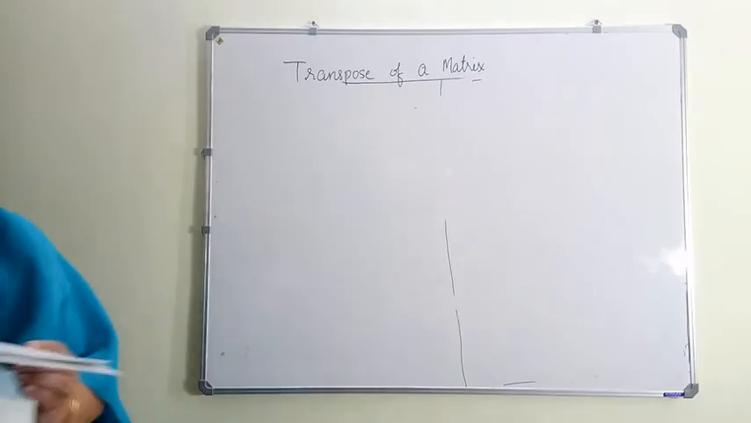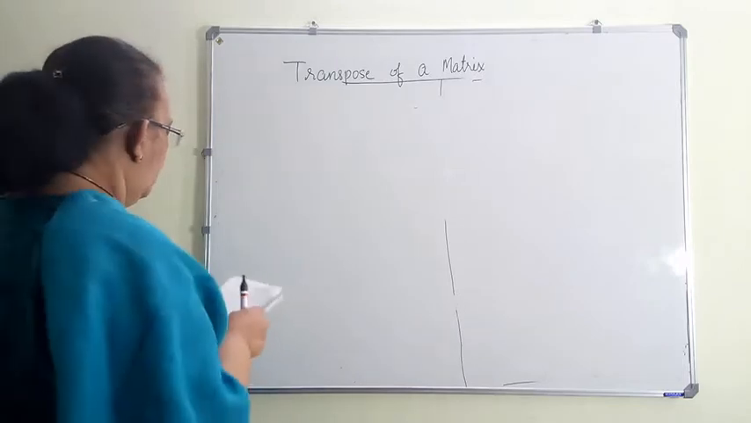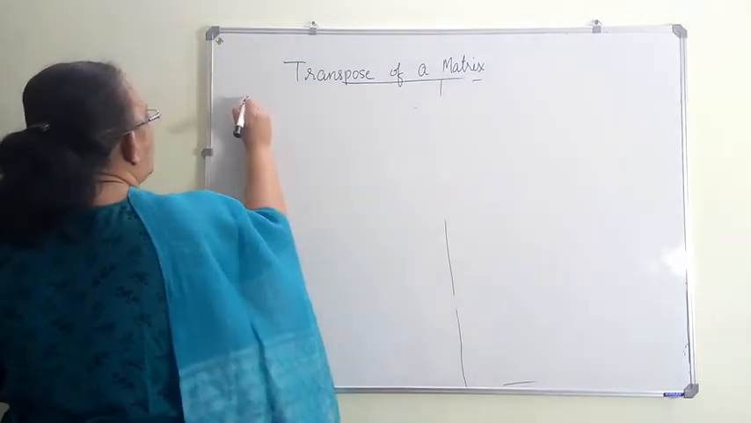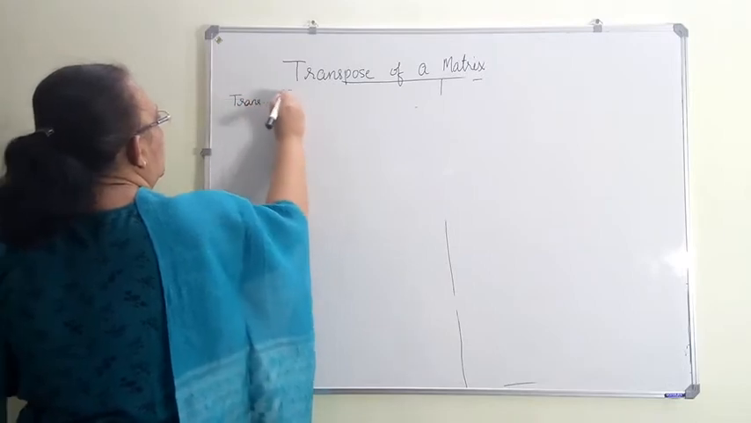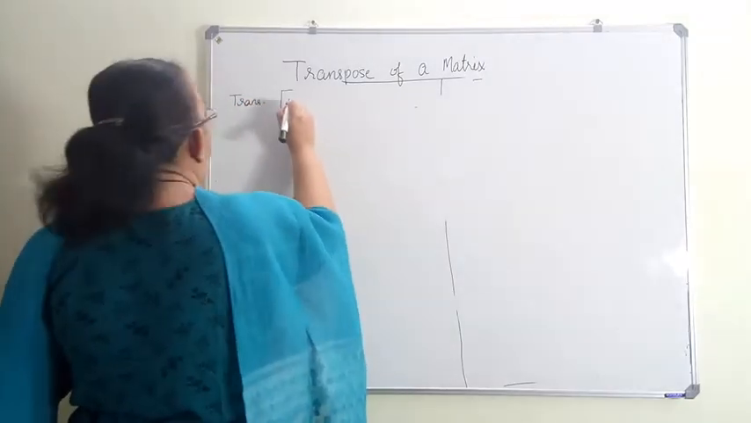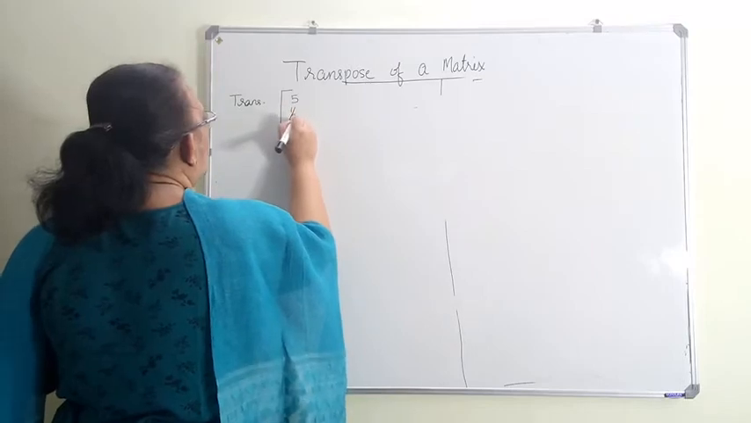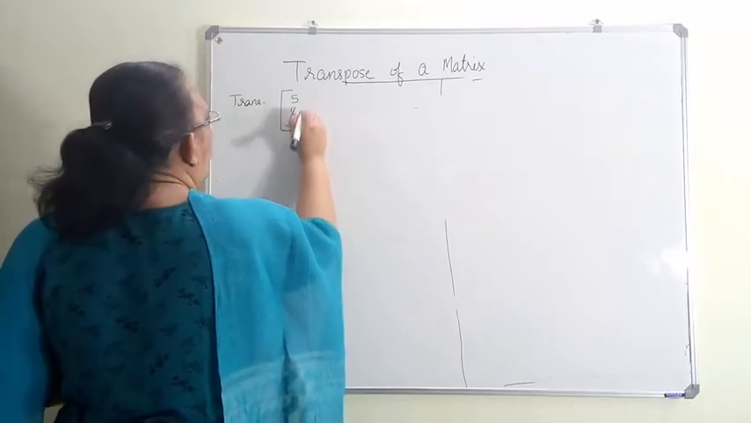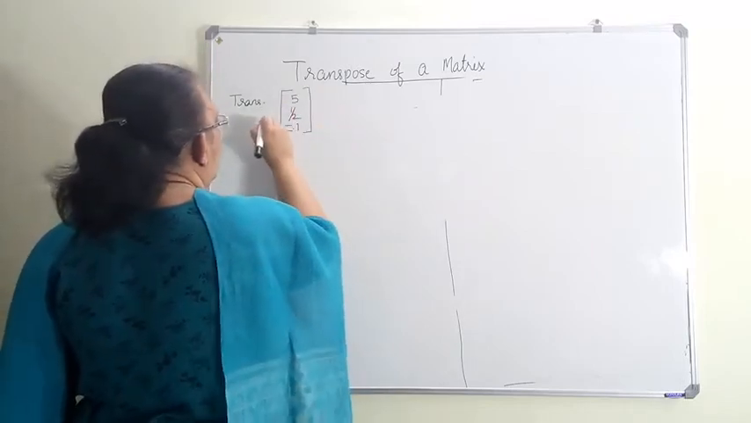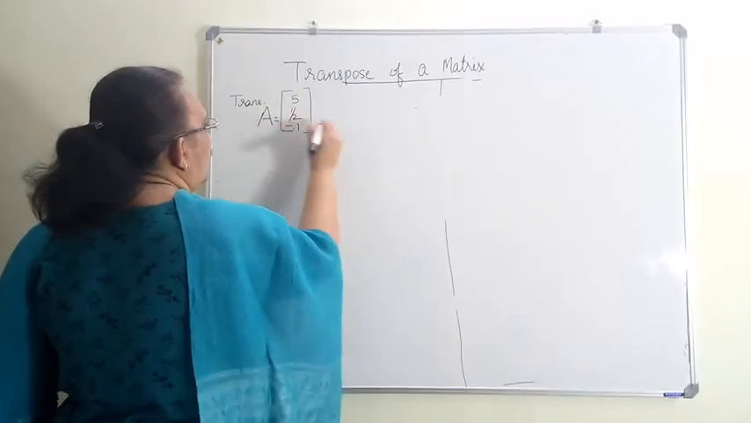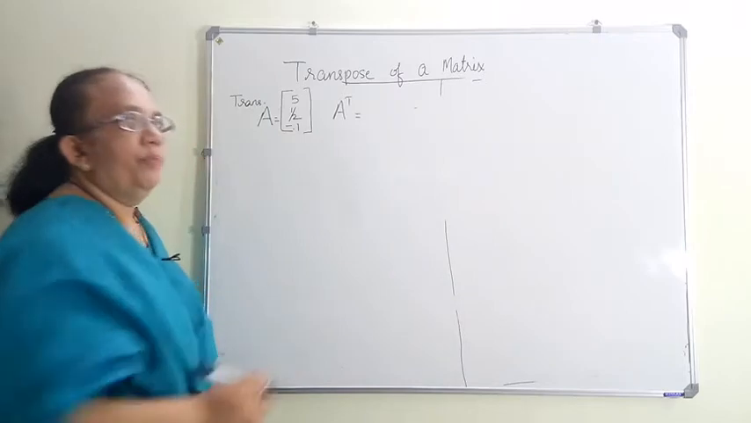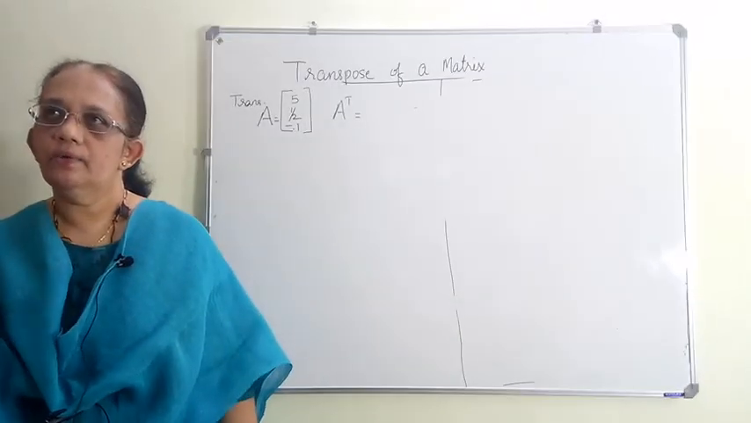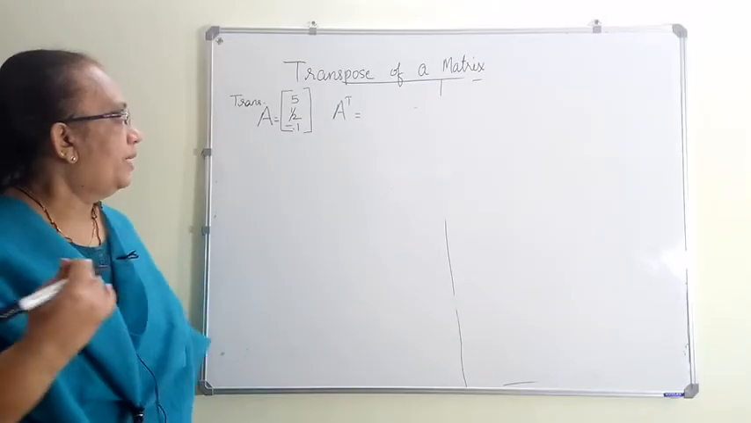Take down the question, find the transpose. The question is find the transpose. Let A be the matrix [5; 1/2; -1]. One of you should give me the answer. My question is, what is A transpose? First of all, what type of matrix is this? We are just reviewing also. What type of matrix is this?